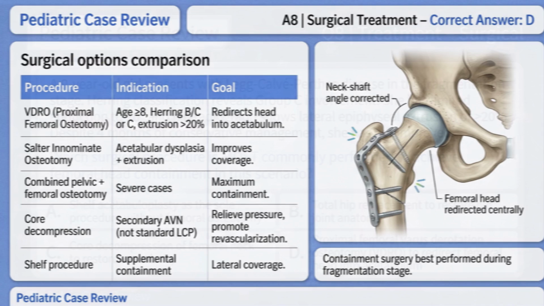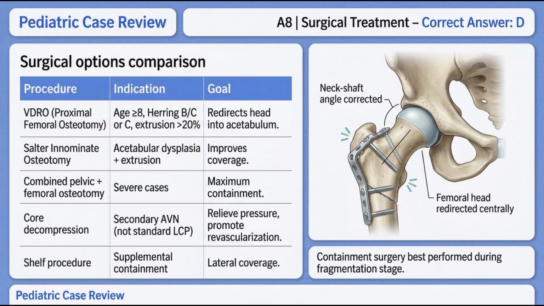The correct answer is option D, proximal femoral varus derotation osteotomy. This procedure is the most commonly performed surgical containment operation for Legg-Calvé-Perthes disease. It corrects the neck shaft angle and redirects the femoral head centrally into the acetabulum, thereby maximizing coverage and preventing further lateral extrusion. It is indicated in children aged 8 years or older with Herring Group B/C or Group C disease and lateral extrusion above 20% who have failed conservative management.